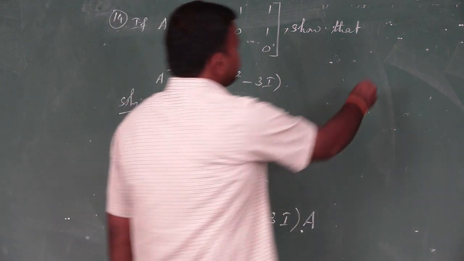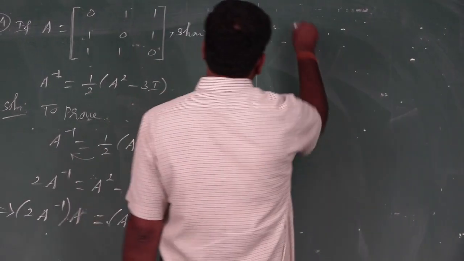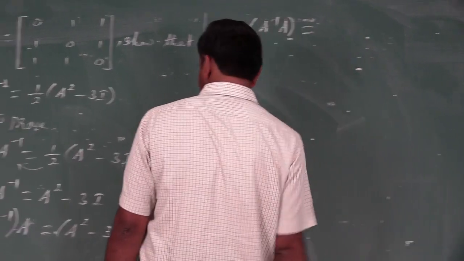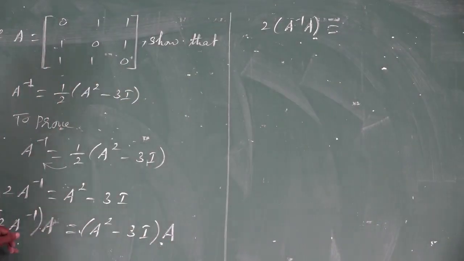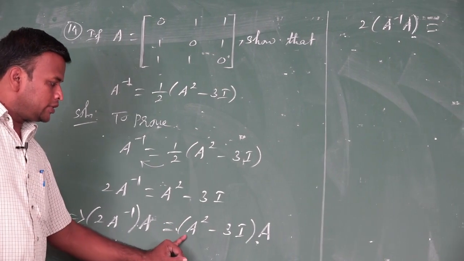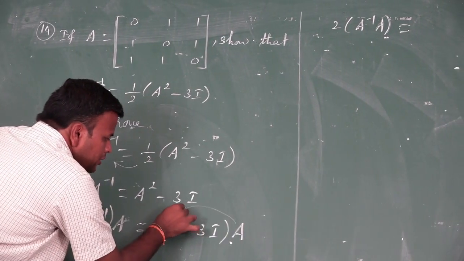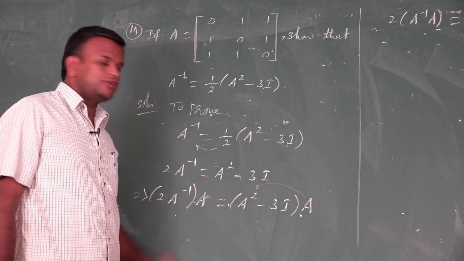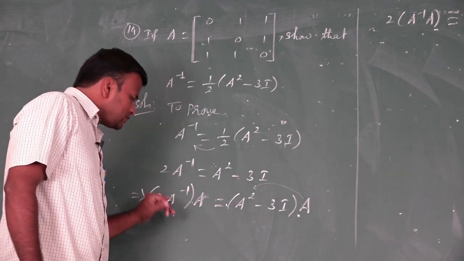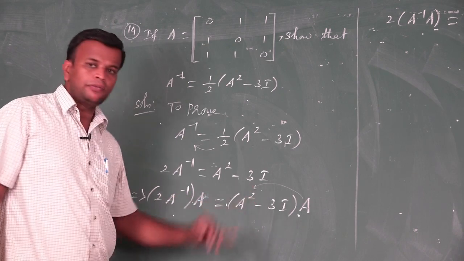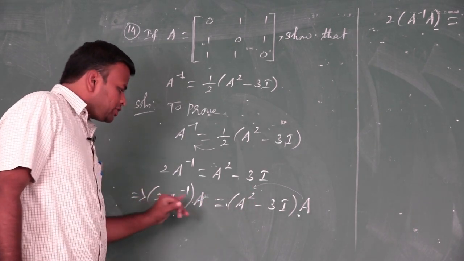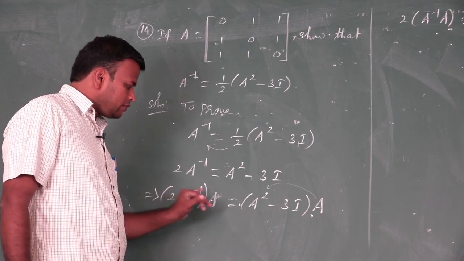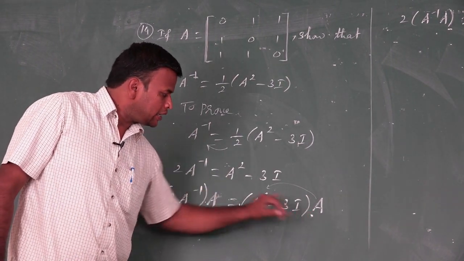So I write 2 of A inverse into A is equal to inside multiply A matrix. Post multiply A on both sides. Because A inverse lies in LHS, so I post multiply on both sides. So matrix multiplication is always associative, so we keep bracket in any manner. So 2 into A inverse A. And I multiply A inside here.